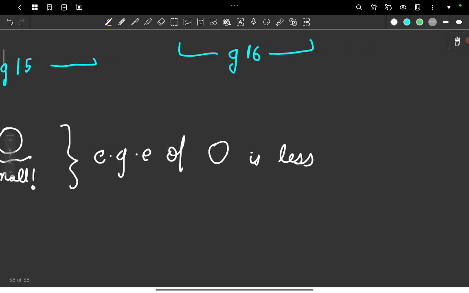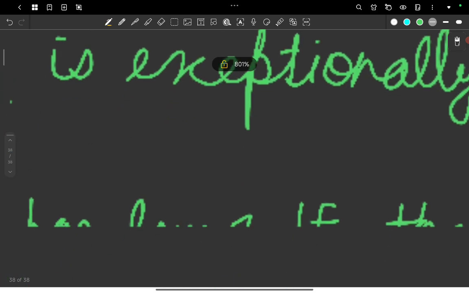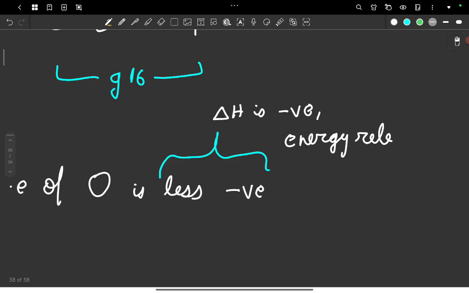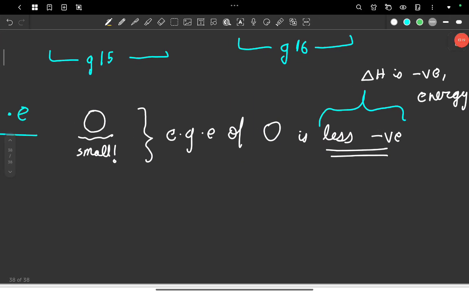What does less negative mean? Less negative means basically it will release less energy. As you know, by thermodynamic convention, if the sign of delta H is negative, it means energy is released. And if energy is released, that would mean that the resultant is more stable than the reactant. But here it is less negative, as I mentioned, because of the reason I told you.